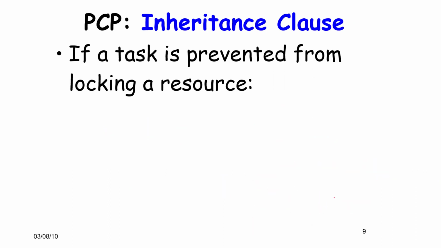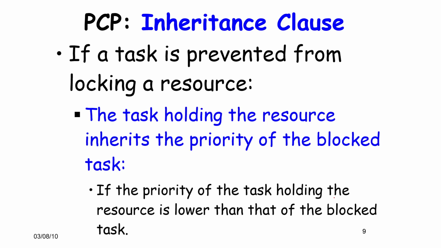So let us now look at the inheritance clause. Assume a task is prevented from locking a resource. If it's prevented from locking a resource, the task that is holding the resource will inherit the priority of the blocked task, right? Of course, subject to the fact that the priority of the task holding the resource is lower than that of the blocked task.